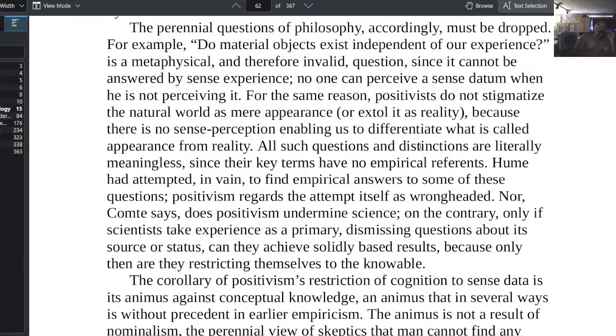The perennial questions of philosophy accordingly must be dropped. For example, do material objects exist independent of our experience? Is a metaphysical and therefore invalid question since it cannot be answered by sense experience. One could perceive sense data when... Okay, where did I leave off?